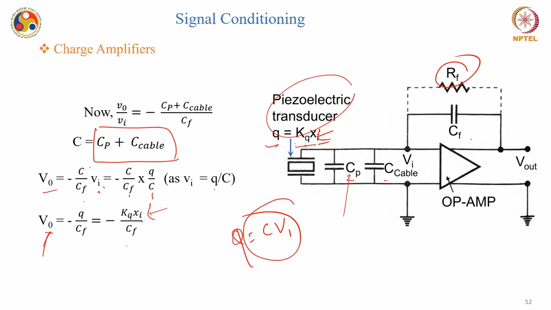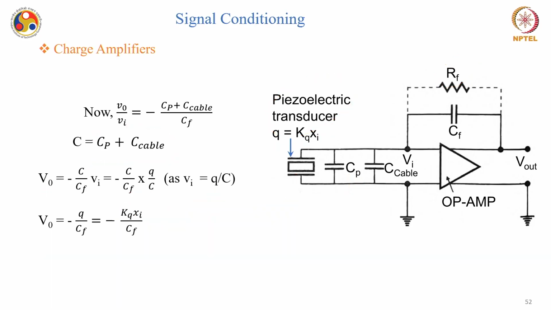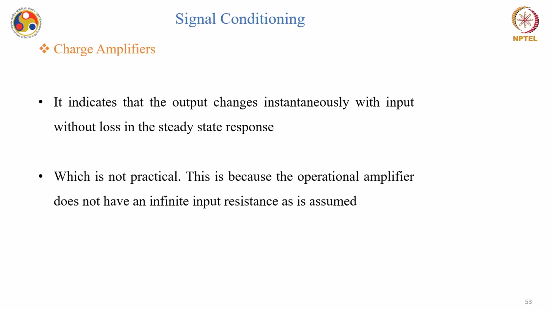So you are having this term free of any Q value, and the output that you are getting here is in terms of voltage. So it indicates that the output changes instantaneously with input without loss in the steady state response, and that's why we have seen that piezoelectric transducers are mostly applied to dynamic systems rather than static systems, because charge will be lost immediately.